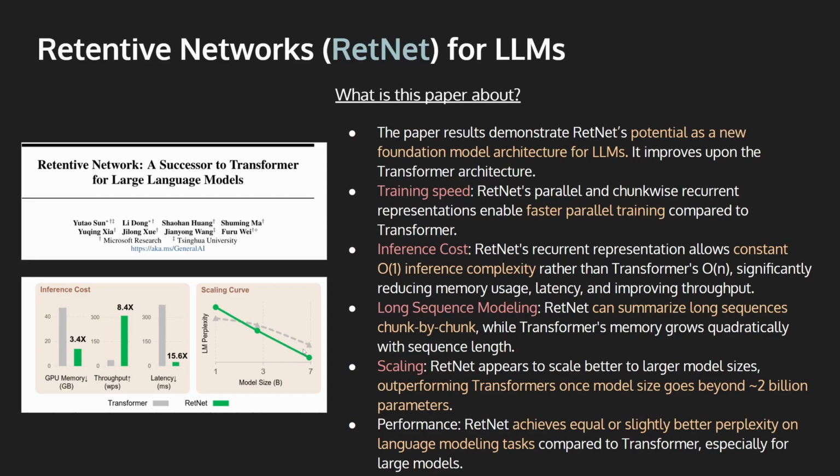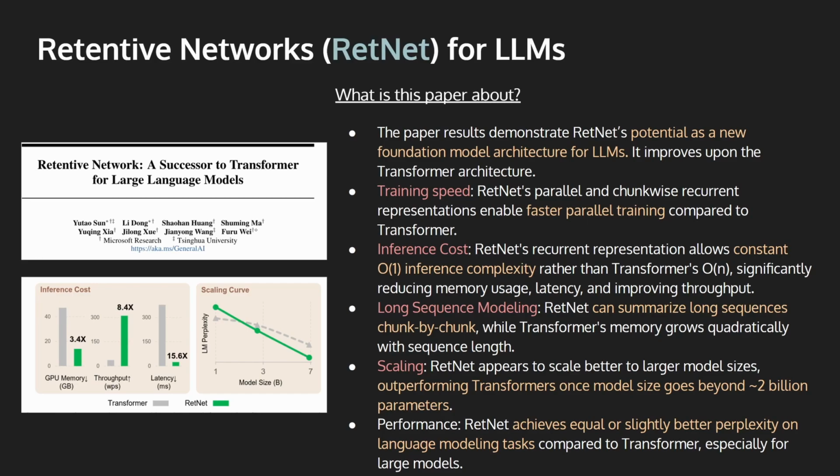So how does it do this? Well, for training speed, its parallel and chunkwise recurrent representations enable faster parallel training compared to Transformer. So it's more efficient. And for inference, it allows for constant O(1) inference complexity rather than O(n), right? So we're cutting down from a linear time complexity down to a constant time complexity. And that is huge, right? This scales much better.